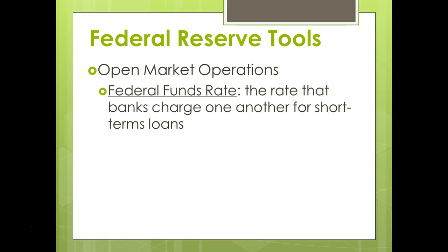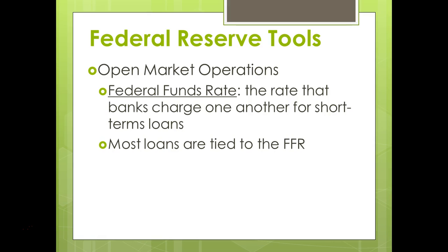And what tools does the Federal Reserve have to control the money supply? Well, there are three main tools. Open market operations is the most common tool that's used. And with open market operations, they want to try to control the federal funds rate. That's the rate that banks charge one another for short-term loans. And most loans in the country are tied to the federal funds rate.